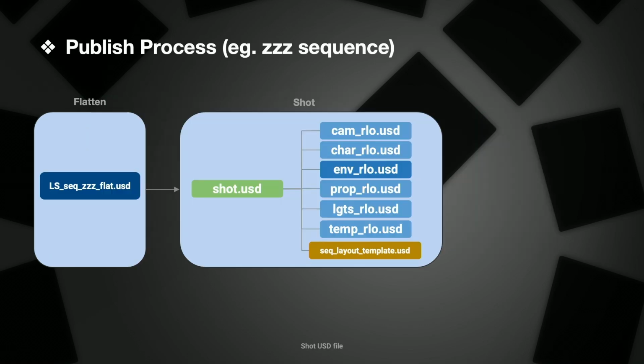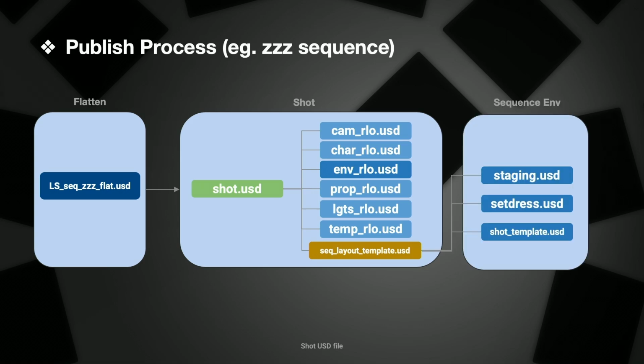Then we parse the flattened USD again based on the frame range. Frame range defines shots, and then also based on the folders that we created, which define departments, we layer all of them in one shot USD file. And then we also layer the environment USD file, and this whole set becomes one shot USD.